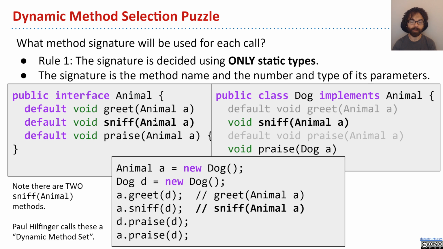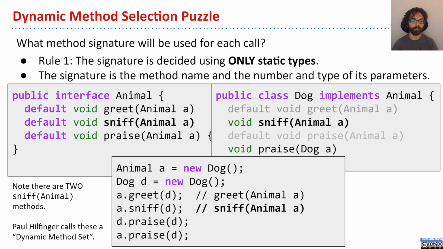Now I should note there are actually two different sniff animal methods. There's one in the dog class and one in the animal interface. And Paul Hilfinger, who also teaches this course at Berkeley sometimes, he calls these a dynamic method set. Just throwing that term out there.